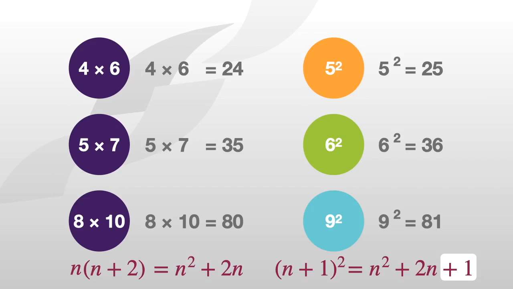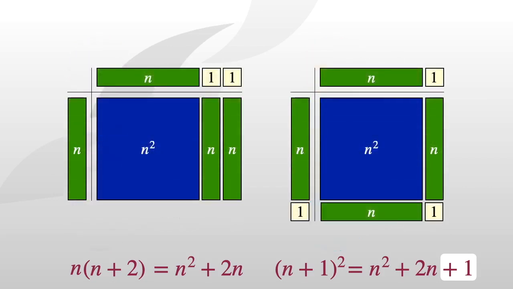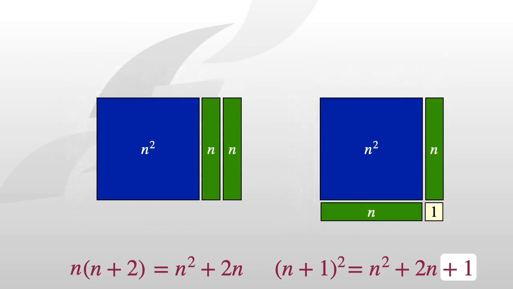This can also be proved geometrically. The area of (n plus 1) squared on the right is 1 greater than the area of n times (n plus 2) on the left.